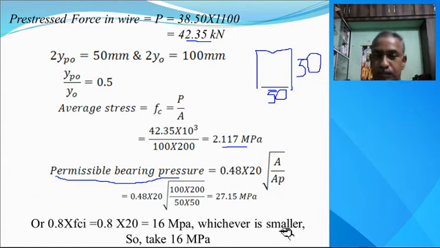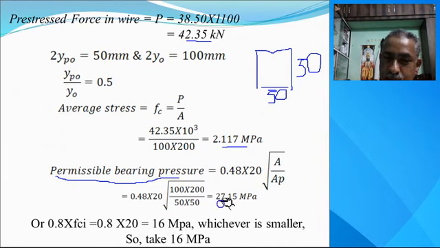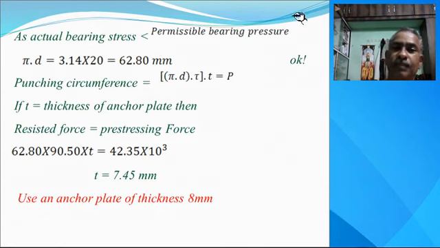This value should not exceed another limit, 0.8 f_ci. 0.8 multiplied by 20, which is given, is 16 MPa, whichever is smaller. So out of these two values, 27.15 and 16, we consider the smaller value. So 16 MPa is the permissible bearing pressure. Now the actual bearing pressure should be less than the permissible bearing pressure, then it is okay.